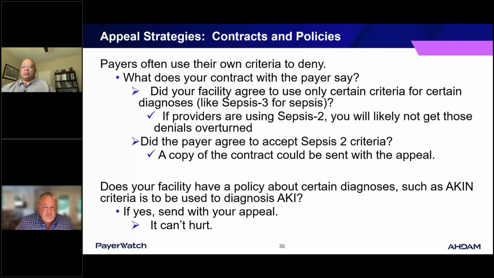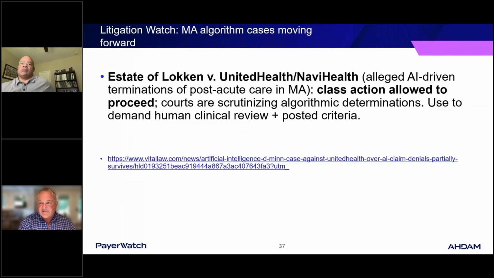This is stuff that I think is interesting. It's come out. There are 4 cases I'll go over, and I'll turn it over to Reggie for the last 10 minutes. One is a case against United Healthcare and Nava Health, which came out last year. This was allowed to go forward as a class action, allowed to proceed at a class level, where the allegation by the estate, the patient died, was that United and Nava Health were using AI-driven terminations of post-acute care, so rehab care, SNF care, in Medicare Advantage cases.